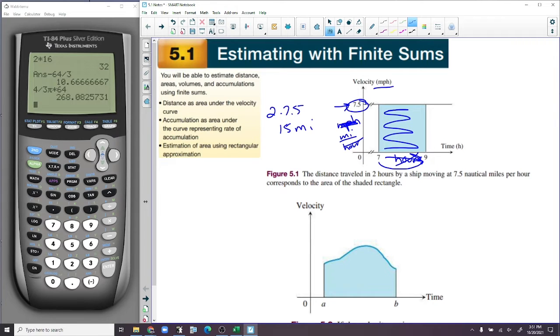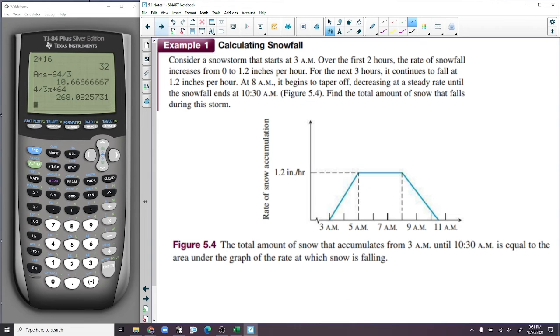But what if instead of the object traveling the same speed the entire time, the object sped up and slowed down? Well, we would still find the area, but we need a systematic way to find that area. And that's where this LRAM and RRAM that we're going to do later comes in. But let's talk about example 1 here.